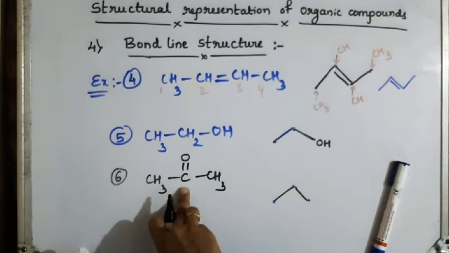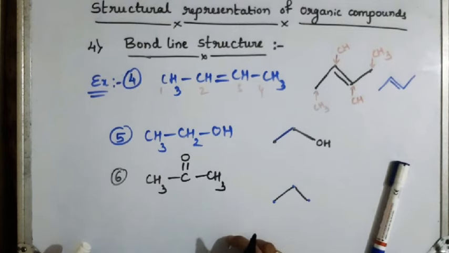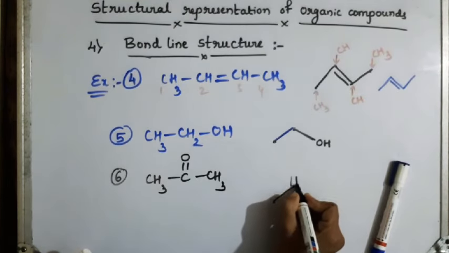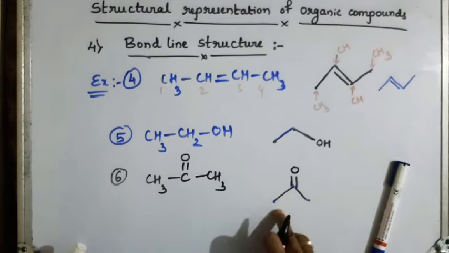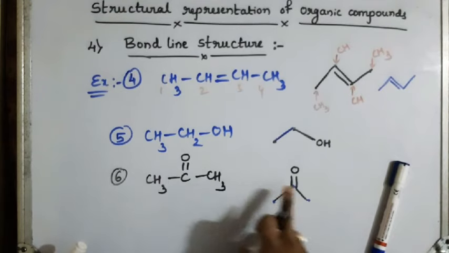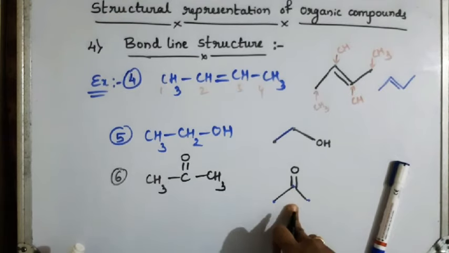Now to the middle carbon we have a double bonded oxygen. So what should we do here? We have to draw the double bonded oxygen. Okay, so this is the bond line structure for propanone or acetone. This is the bond line structure of this molecule.